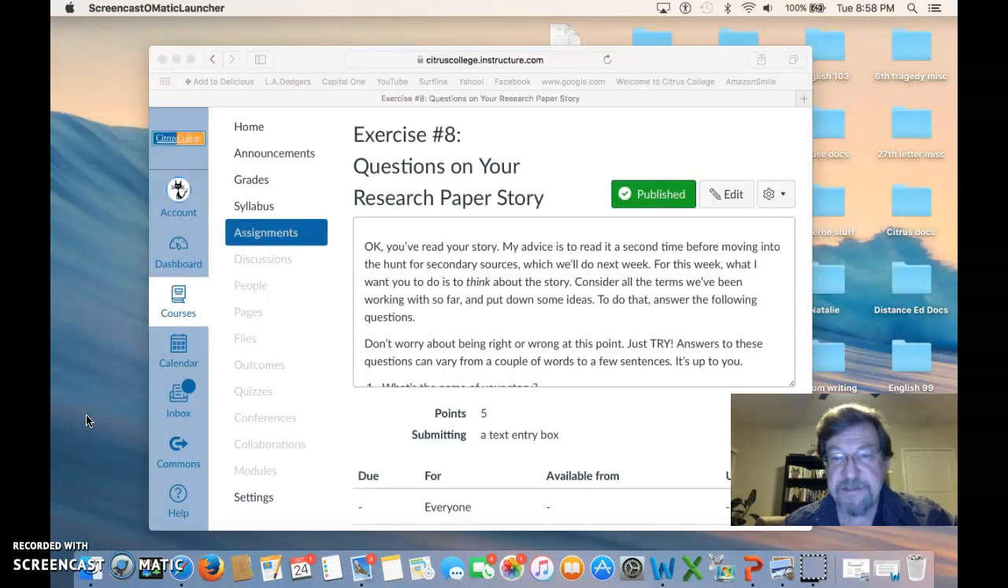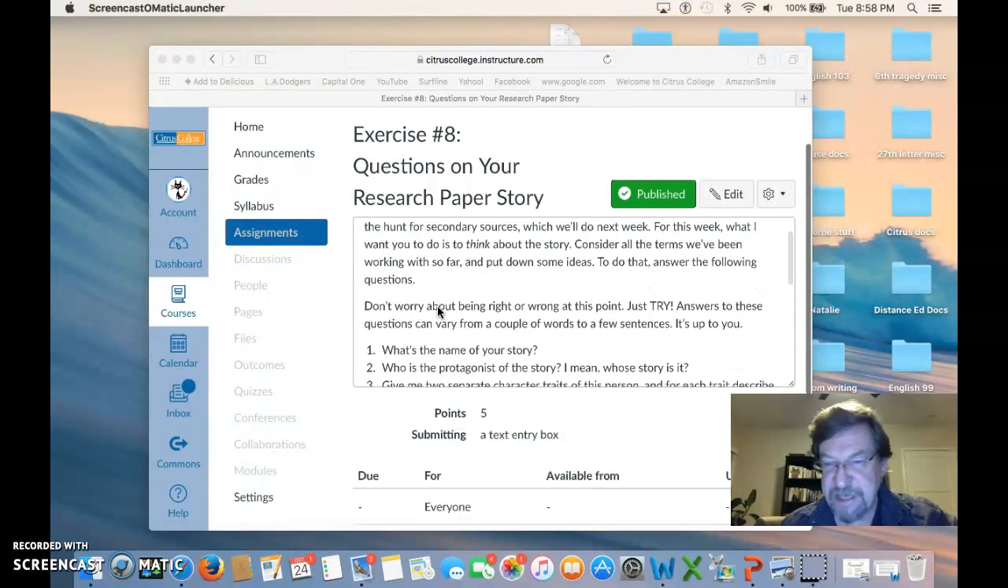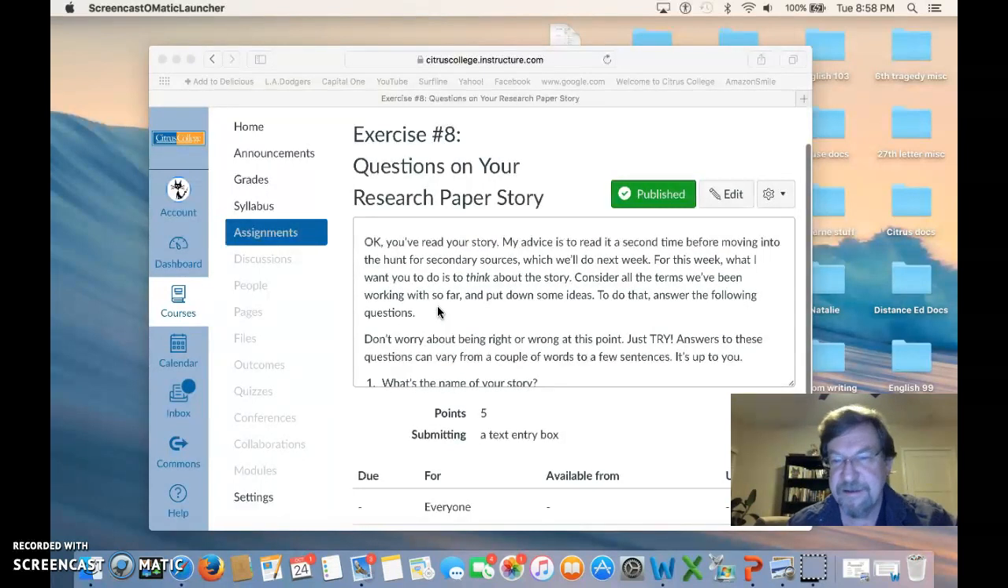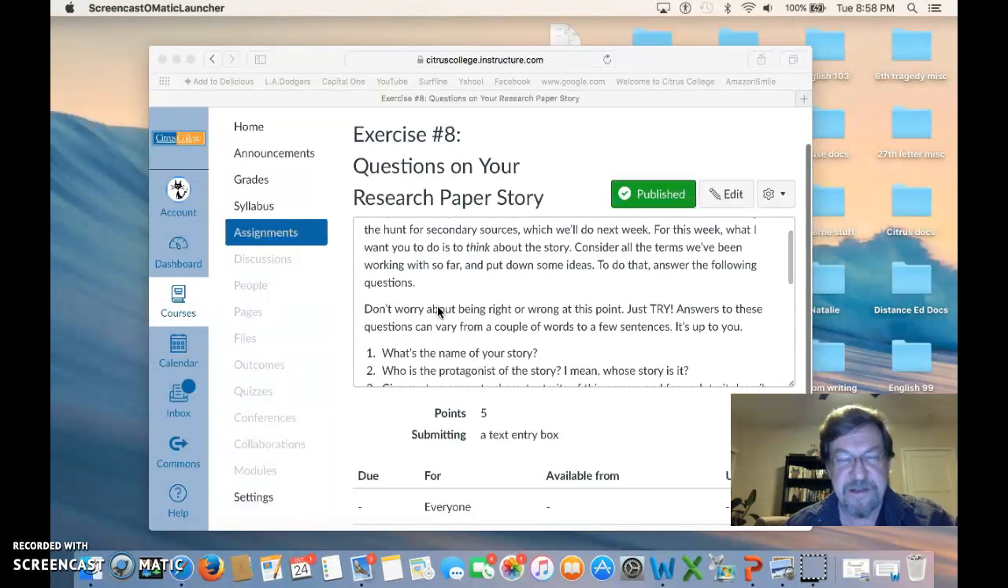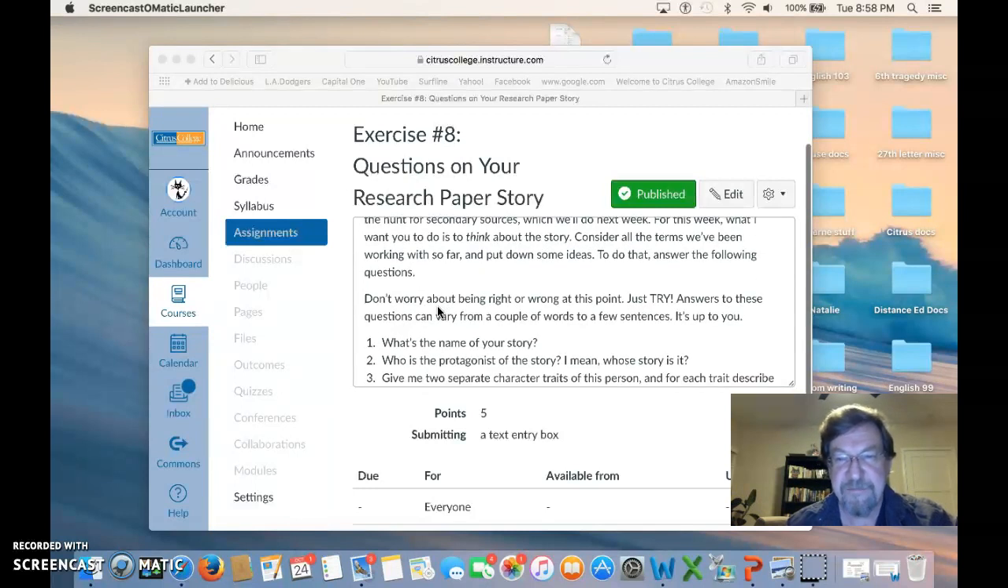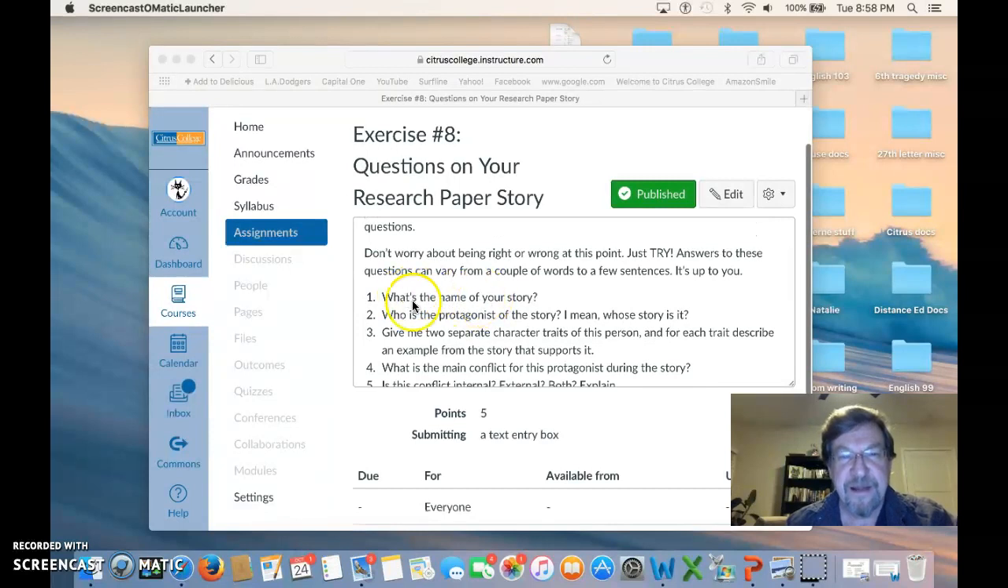So one of the first assignments is that you have to answer a bunch of questions about your research paper story, which will happen next week. Don't worry about that right now. But I thought I'd go through those questions myself with you here, and so you can kind of just see where it's going and get a better understanding of The Red Convertible. So when I use it for examples later on in the next few weeks, you'll have a better understanding of the story. All right, here's the question I'm asking.